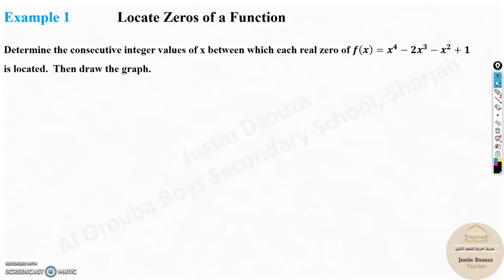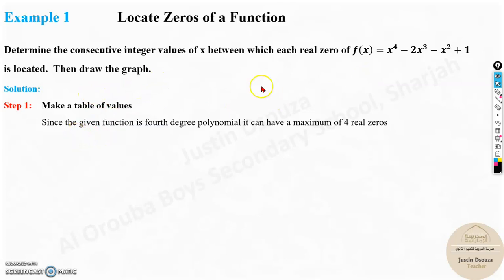Let us solve a simple problem on the location principle. Determine the consecutive integer values of x between which the real zeros of f of x, this is the function over here, are located. Then draw the graph. Now you have to find out the zeros. You can't find the exact zeros, you need to approximate where they lie. So what you need to do is make a table of values. Since this is a fourth degree polynomial, you can have a maximum of 4 real zeros. Or it can be less than that, but the maximum is 4.